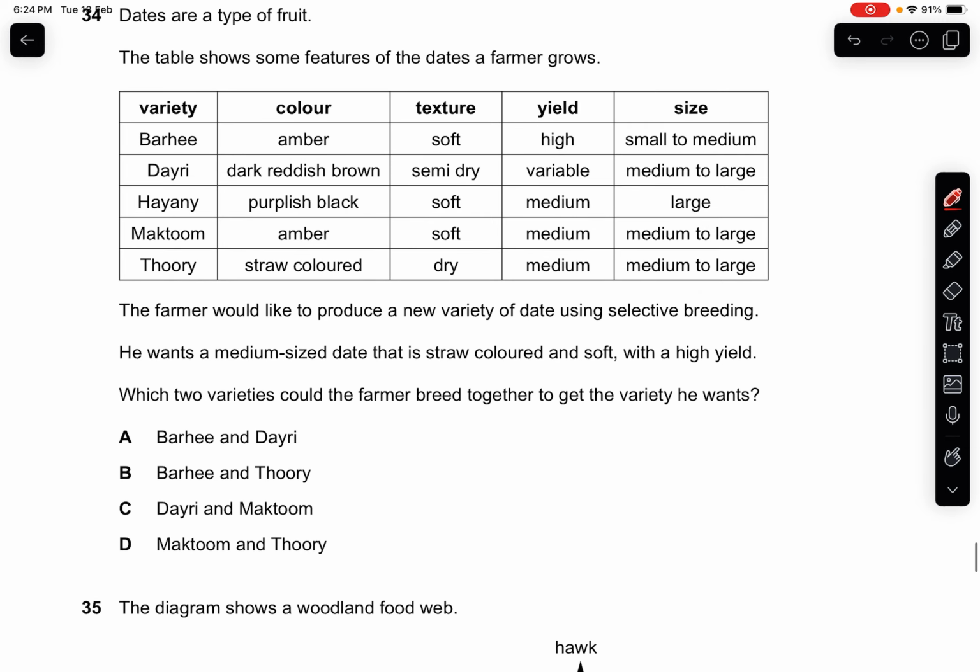So if he wants a medium-sized date, right, he will need to have a Bari and a Tori. So which is the correct answer? Because they satisfy medium, soft, with a high yield available. So this is also in medium size. So the answer will be B.